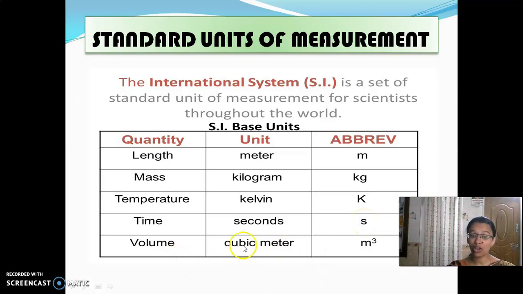And then for volume, cubic meter. What is the unit used for volume? It is cubic meter, abbreviated as m3. Is it correct to say it as m3, children? No. It should be called m cube. The 3 is what? Cube. Okay. So I hope you are clear with the standard units.